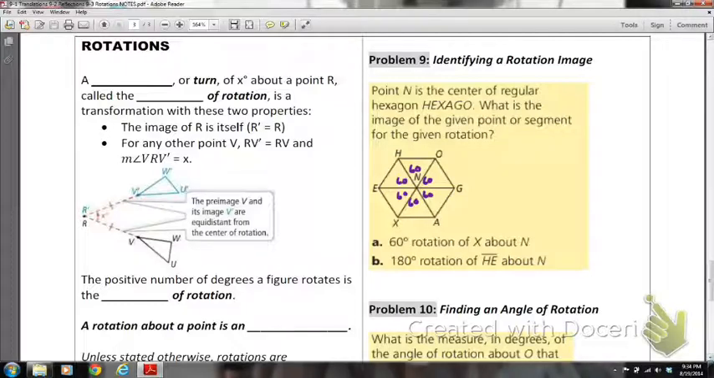The first question, A, says for a 60-degree rotation of X about N. So here is X, and we want a 60-degree rotation, so that's one section of the hexagon, about point N. N is the center of rotation, and we're going to go counterclockwise 60 degrees. So where will point X lie after it's rotated 60 degrees counterclockwise? It will be at point A.